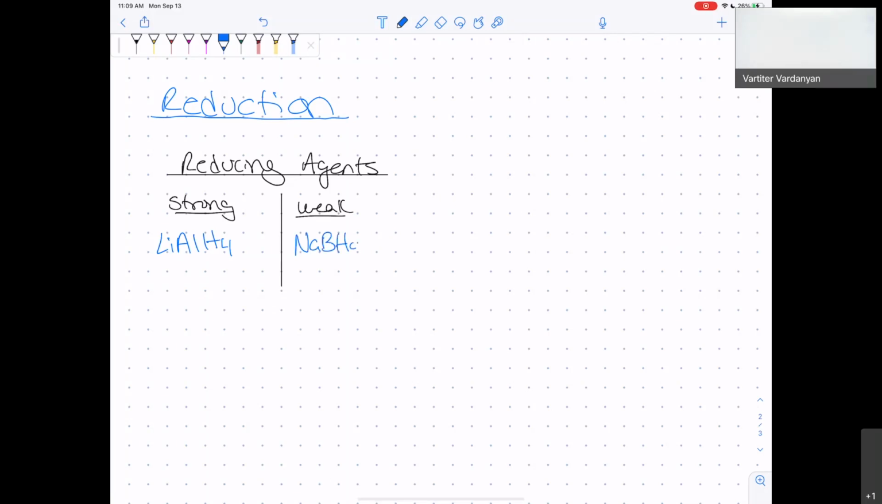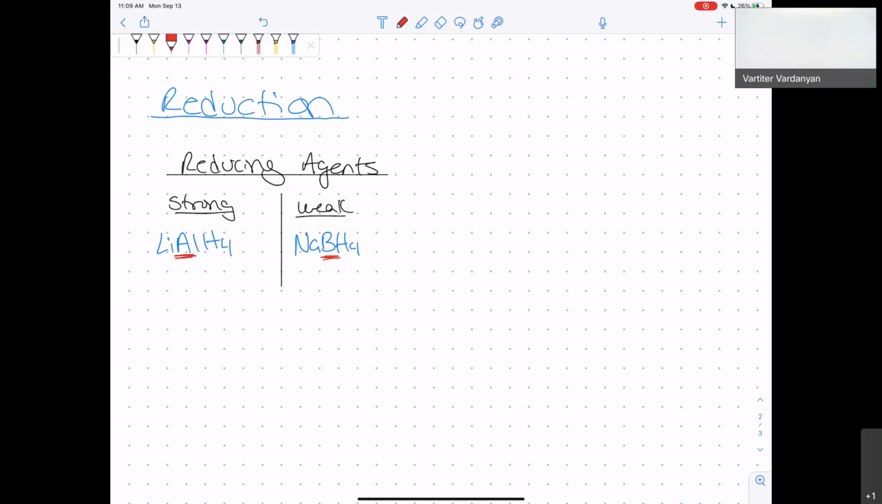NaBH4. Cool, the way I remember this is really stupid, but bear with me. LiAlH4 versus NaBH4: A comes before B in the alphabet, therefore A is stronger than B. So, yeah, lithium aluminum hydride and sodium borohydride.